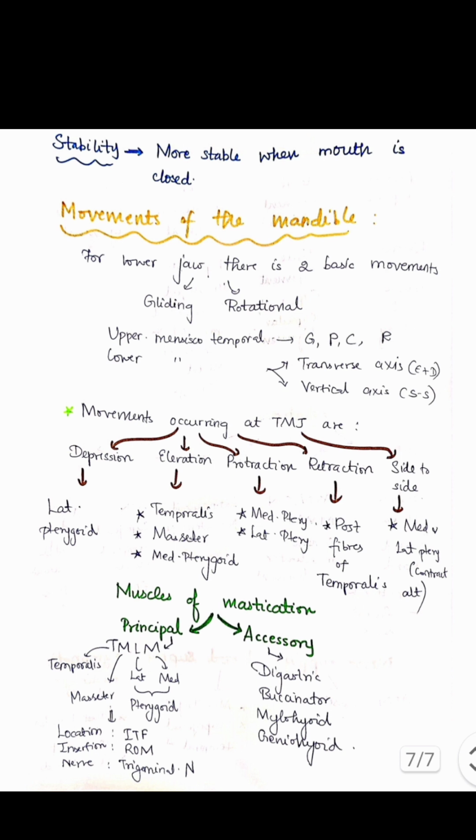Finally, we will know about the muscles of mastication. There are two types of muscles, principal and accessory. First, the principal, that is TMLM: T for temporalis, M for masseter, L for lateral pterygoid, M for medial pterygoid. All the principal muscles of mastication are located in the ITF, infratemporal fossa, and are inserted into the ramus of the mandible, ROM, and the nerve is the trigeminal nerve. The accessory muscles of mastication are digastric, buccinator, mylohyoid, and geniohyoid.